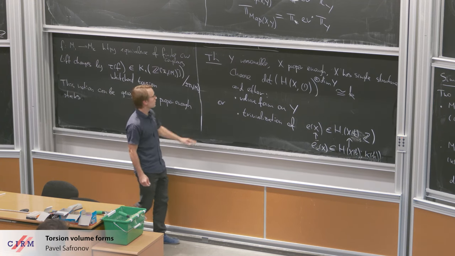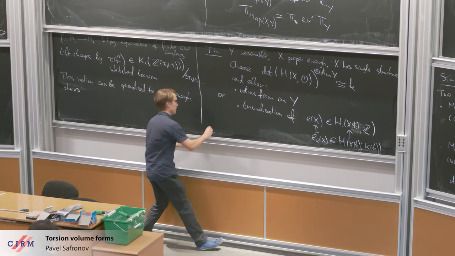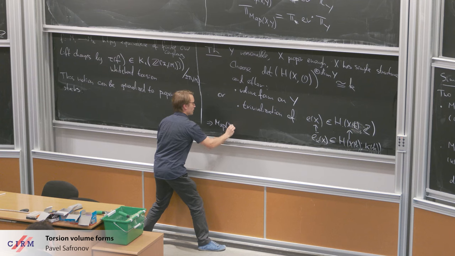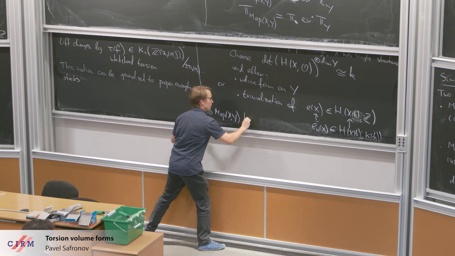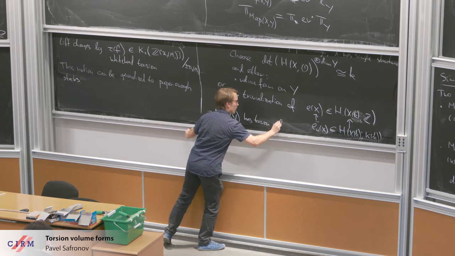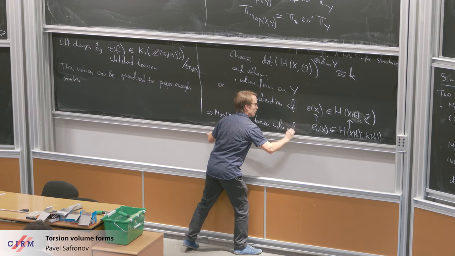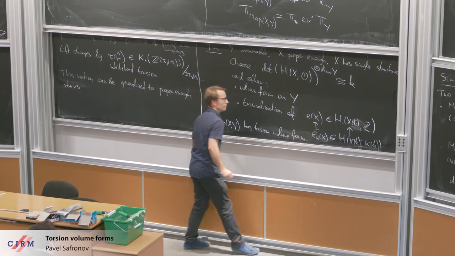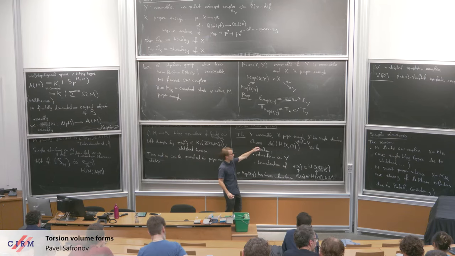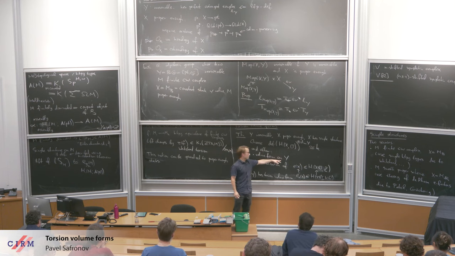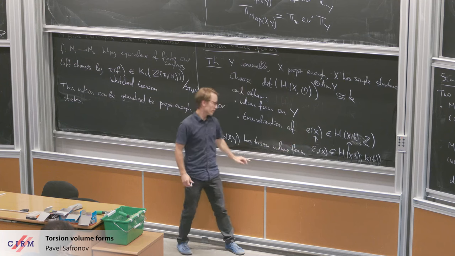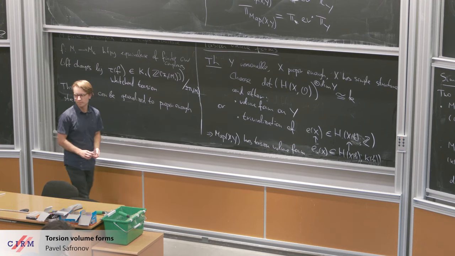I was hoping that I would be able to finish it here. So let's say then the mapping space of maps from X to Y has a volume form. Okay, so the upshot is that if you have this simple structure, if you have some data on Y, namely the volume form, or some data on X, you get a volume form on a mapping space.